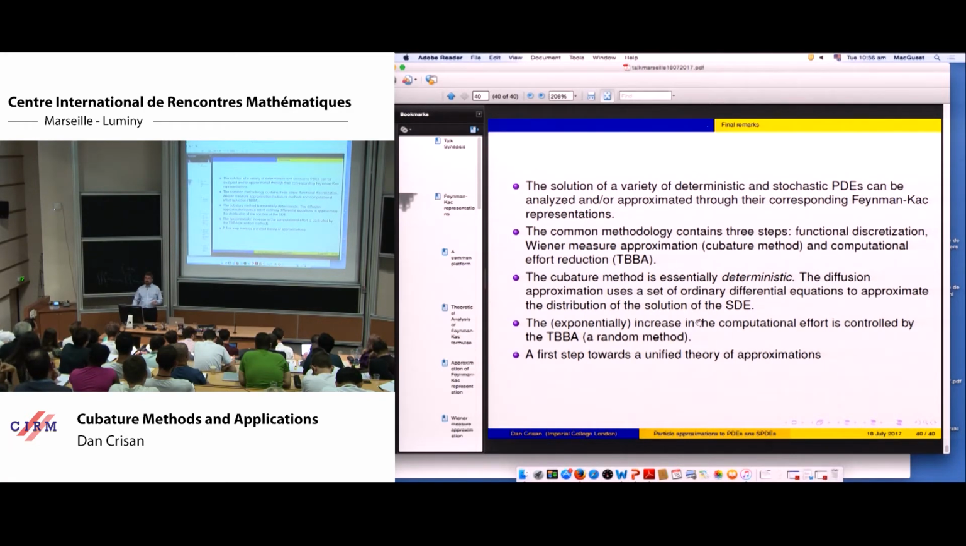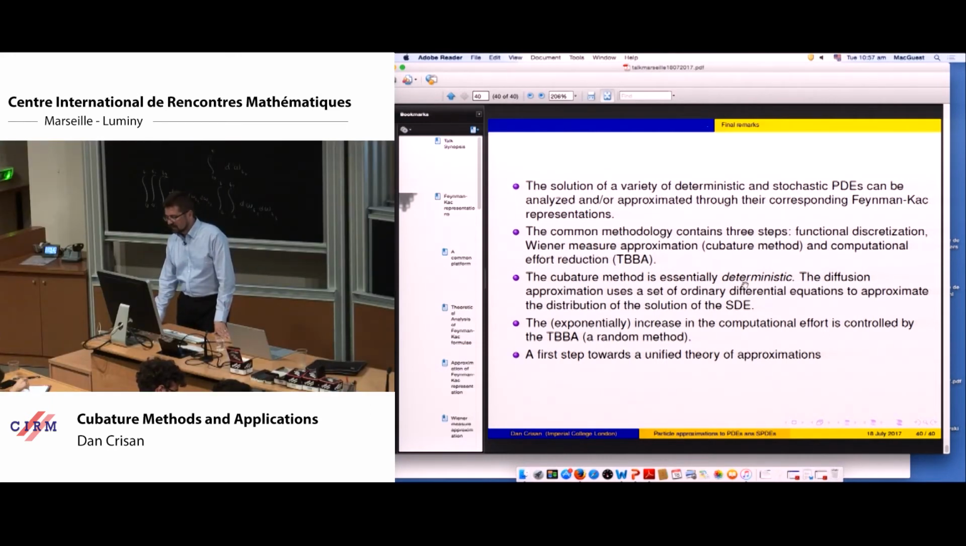And then the third step that you need to impose is to essentially reduce the support of the cubature measure to a support that you choose to use. You can do this by using the tree-based branching algorithm, and then you compute correspondingly the error that this induces. So you have to put all of these three steps together to get an approximation of the solution of the PDE or SPDE based on the Feynman-Kac representation, which means it's a probabilistic method.